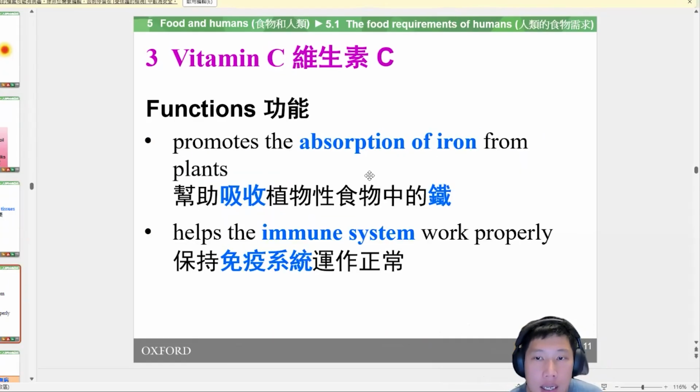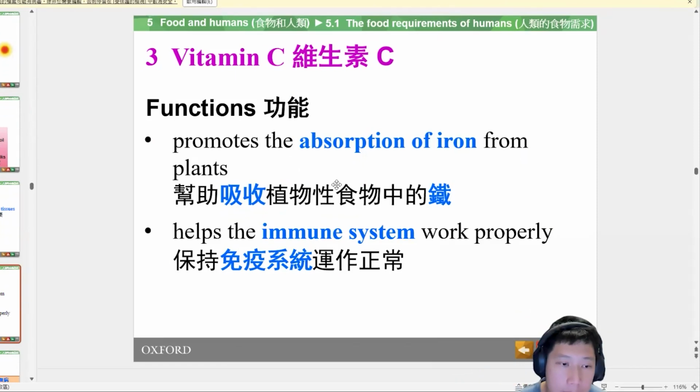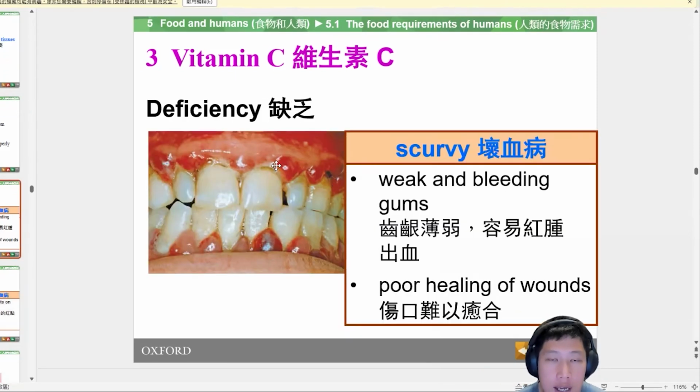So, it promotes the absorption of iron from the plant, and this helps our immune system work properly. So if we do not have enough vitamin C, in this case we will have the deficiency disease of scurvy. So it is weak and bleeding gums. It can cause our gums to become weak and also bleed.